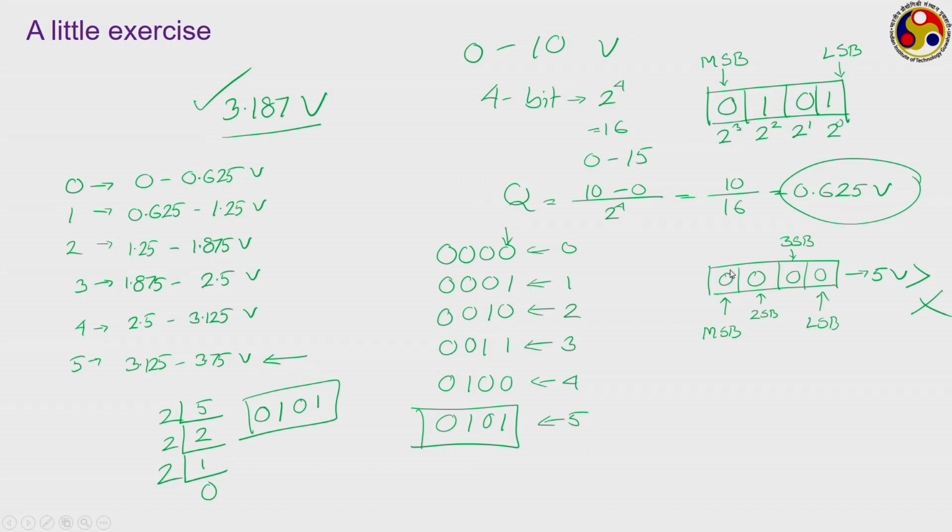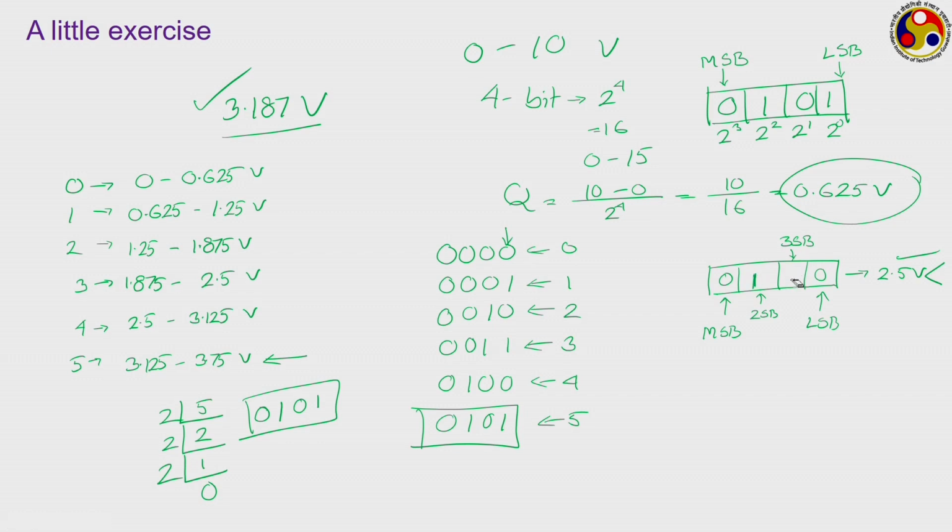The MSB is settled. Now, it changes the second one to 1. What is the corresponding output value? You know the resolution, so the corresponding value should be 2.5 volt. I hope you know how to calculate the voltage corresponding to this. Now, this 2.5 volt is less than 3.187. That means this is a correct one. So, we settle this one, this is settled.